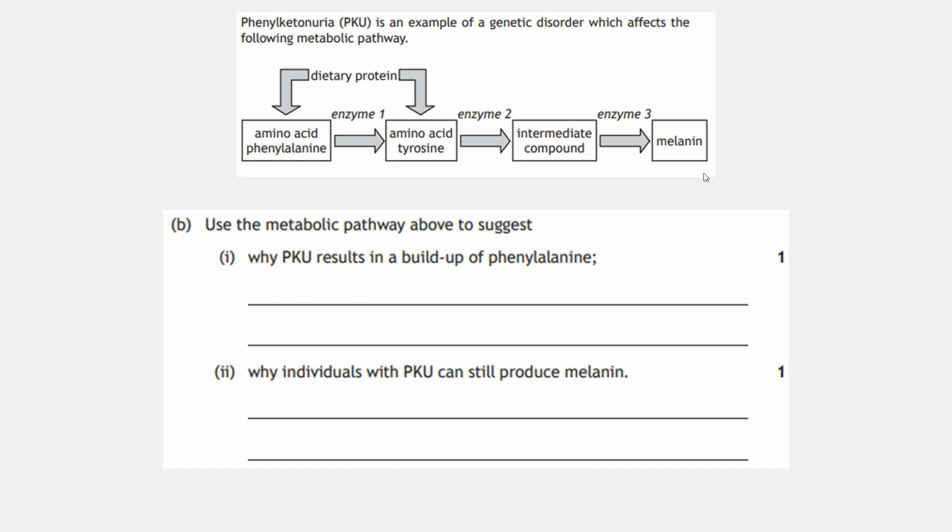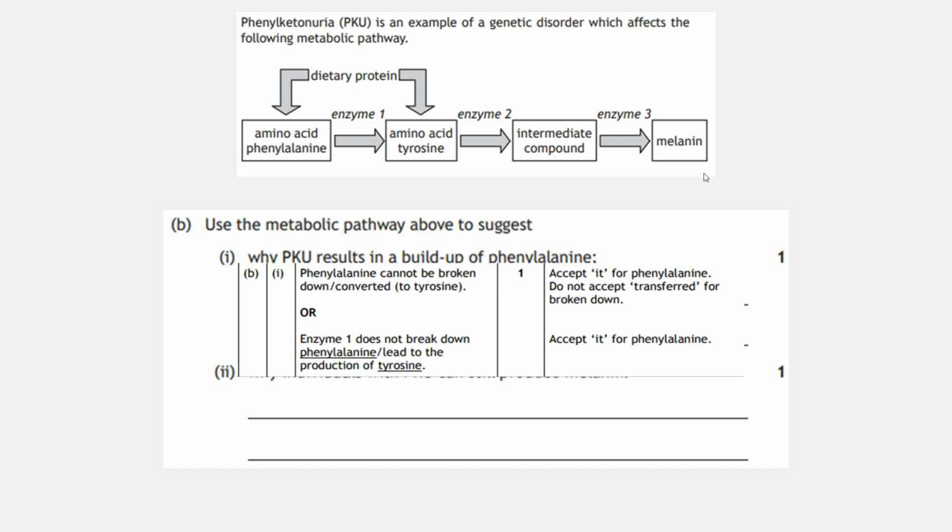So let's take a look at the marking schemes. So for part 1, why phenylalanine builds up. Well, that's all to do with the fact that we cannot break it down or convert it into the tyrosine. Okay. Or we can say enzyme 1 doesn't work, it doesn't break down the phenylalanine, and thus doesn't lead to the production of tyrosine. Okay. It allowed you to accept it for phenylalanine, but not transferred for broken down. Okay. So we can't break down phenylalanine. It means it's going to build up to toxic levels.